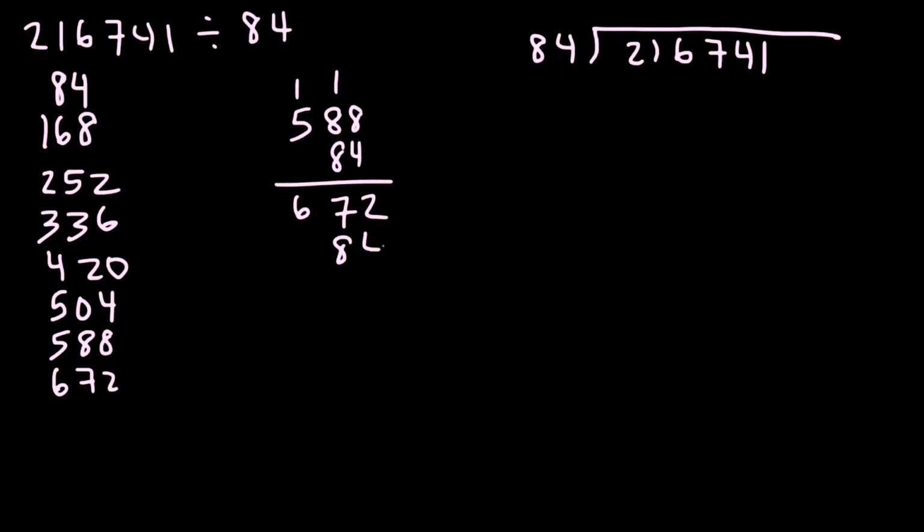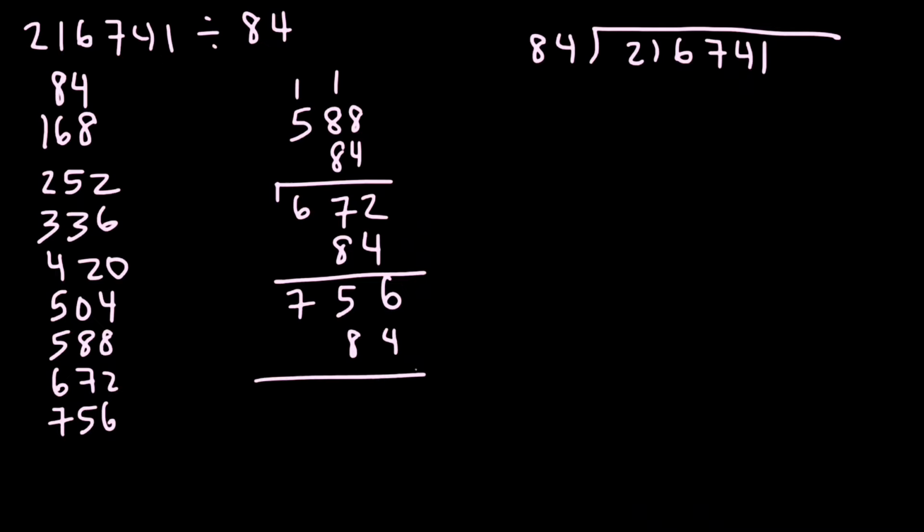Now let's add another 84 to it. 2 plus 4 is 6. 7 plus 8 is 15. And 6 and 1 is 7. So this will give us 756. And if we add another 84, 6 and 4 is 10. 5 and 1 is 6 plus 8, that's 14. So this is 840. And we could stop here because 84 times 10 is 840.